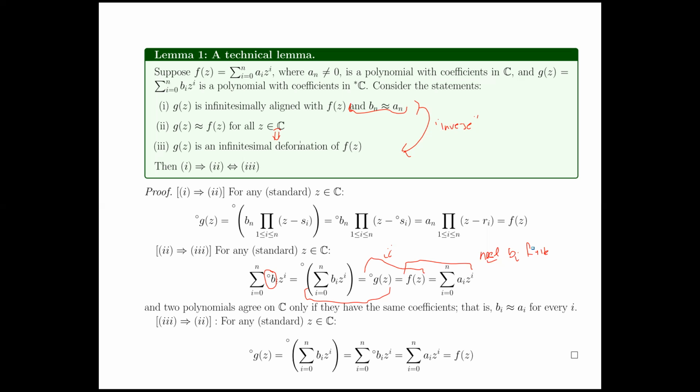And then going the other direction, going from being an infinitesimal deformation to being infinitesimally close, it's the same kind of calculation. You just take the standard part of G of Z and you show that it equals F of Z, and you do it by bringing the standard part map into the sum and doing it term by term. The work is easy, because this line and the one above have exactly the same terms, just in a different order. Right, this is here, and this is here, and this is here, and this is here and there. So it's conservation of typing. So this lemma is just a little bit of algebra. Okay, so that's the technical lemma that we're going to need.